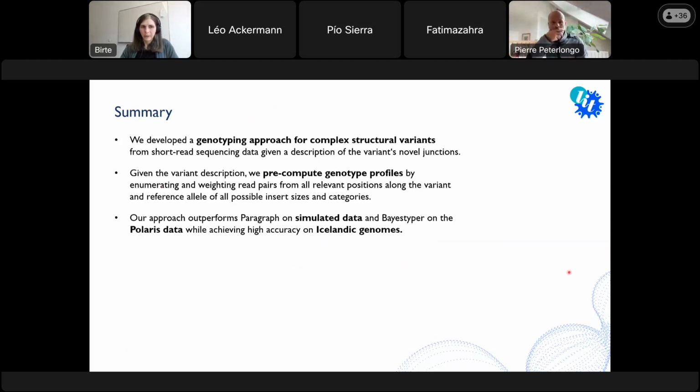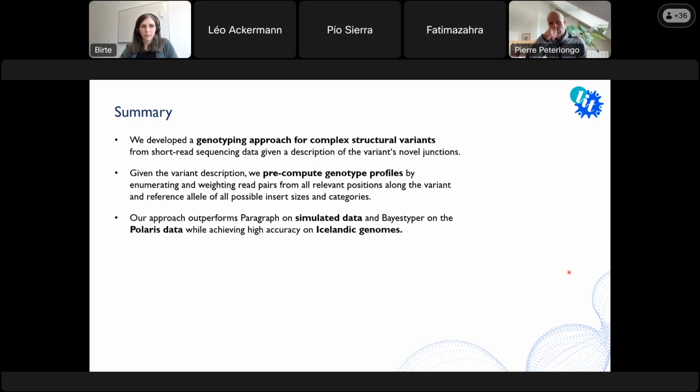So we pre-compute these genotype profiles, probability distributions, by enumerating and weighting read pairs from all positions along the variant and reference allele for all possible insert sizes and categories. So this is the core of the method. So we get these profiles that we can then use also to compute the difficulty.